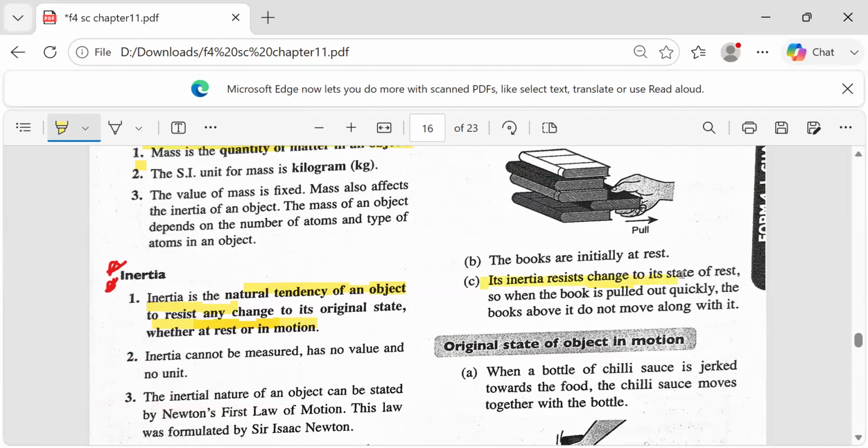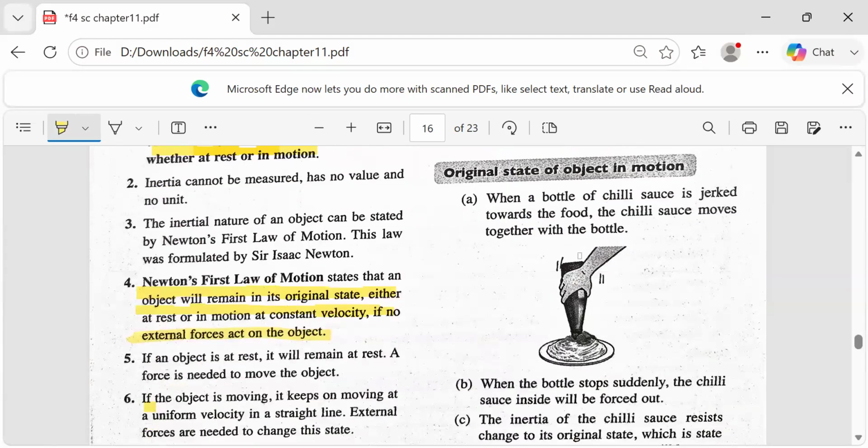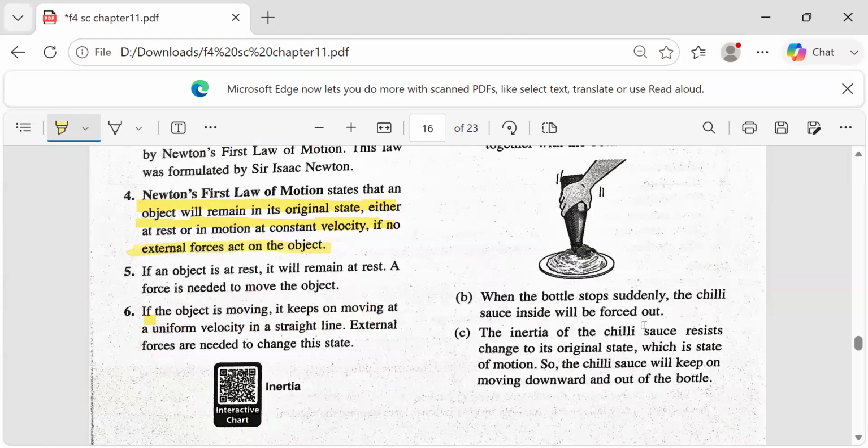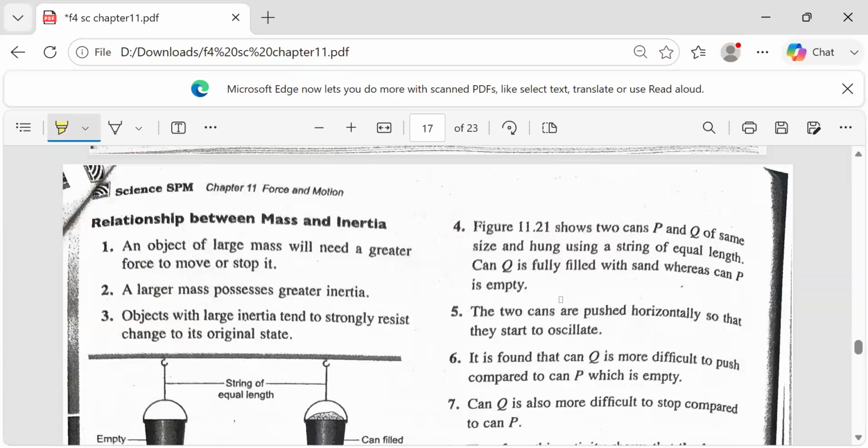Its inertia resists the change, so it stays in its state of rest. So when the book is pulled out quickly, the books above do not move along with it. Okay? When a bottle of chili sauce is jerked towards the food, the chili sauce moves together with the bottle. When the bottle stops suddenly, the chili sauce inside will be forced out. So, any danger of pouring out too little chili, or is it always too much chili? Too much, right? Because you force it to be in motion already, everything will just come out.